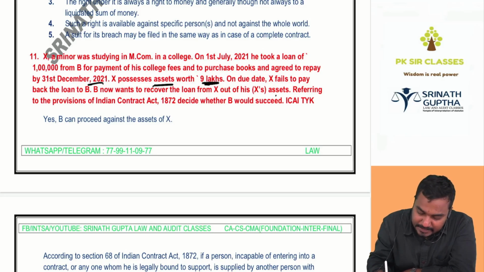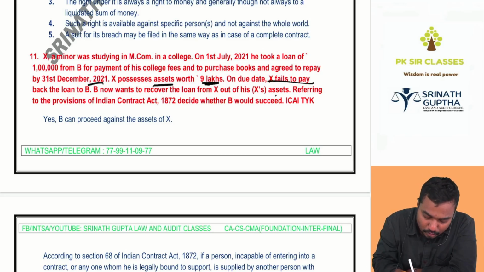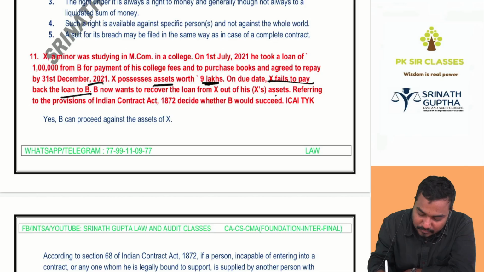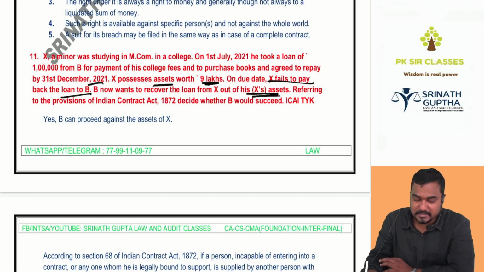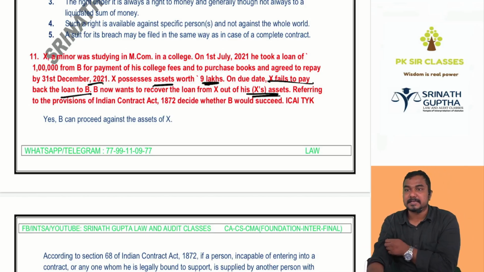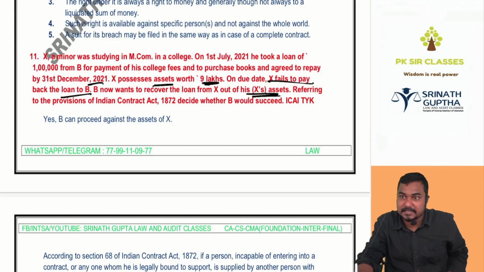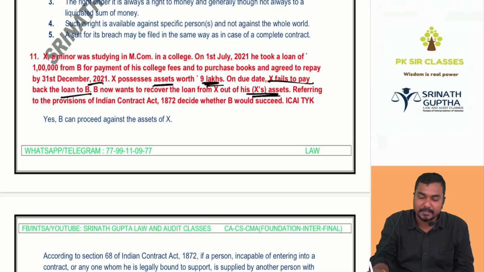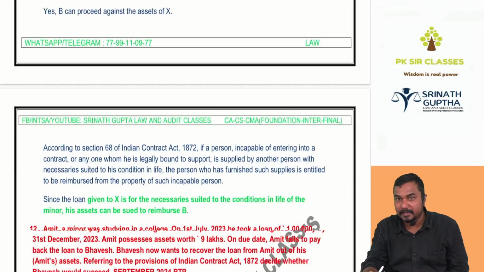On the due date, X fails to pay the loan to B. B now wants to recover the loan from X out of X's assets. Referring to the provisions of the Indian Contract Act, can B succeed? The answer is yes, because there is a quasi contract. If someone supplies necessaries to an incompetent person or his dependents, we can recover from their estate, but not personally. What is the worth of the estate? 9 lakh. Worth of the necessaries, 1 lakh. Can we recover? Yes.